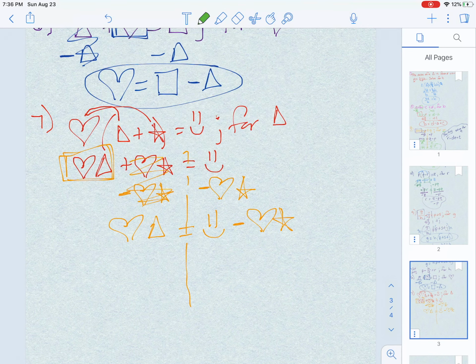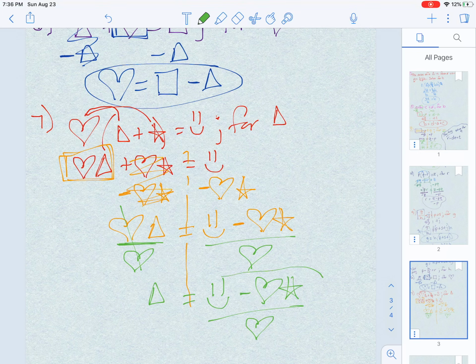So what's our next step? The next step would be to get that triangle alone. What's attached to the triangle? A heart. So we have heart times triangle. How do we get the triangle by itself? Opposite of times would be division. So I'm going to divide by what I need to get rid of. So the heart's gone, and I have triangle equals smile minus heart star all over heart. Triangle's alone, there's your solved equation.